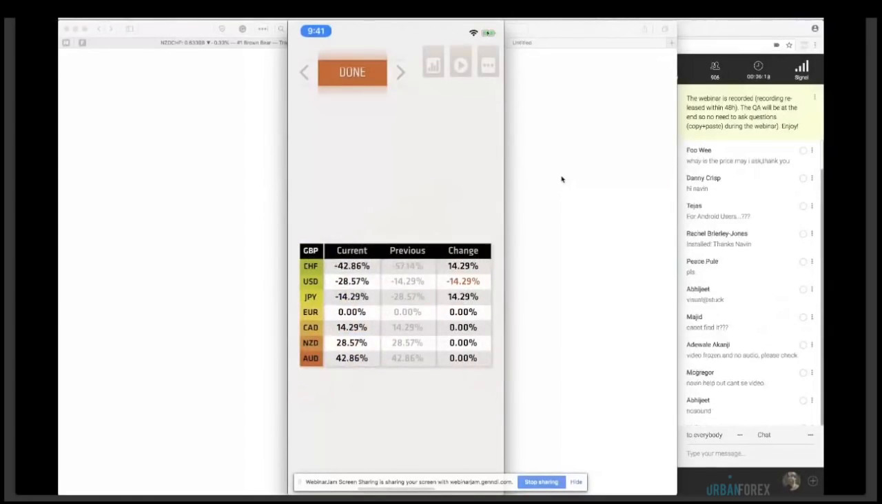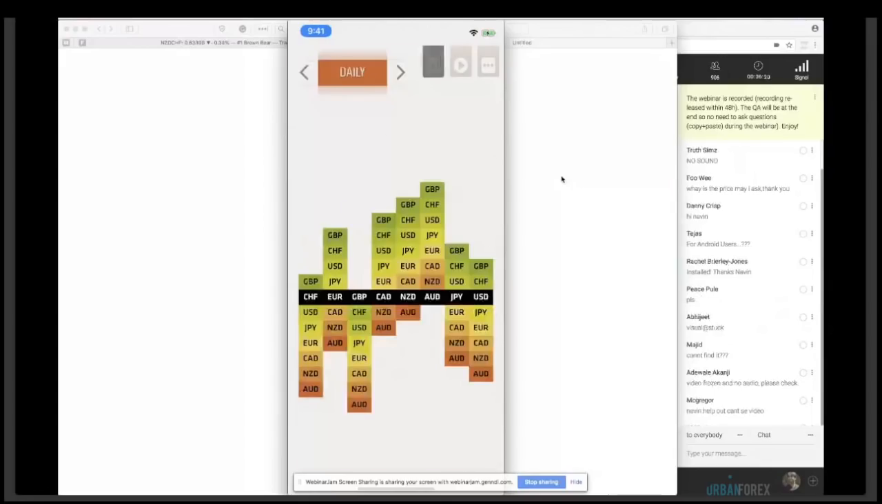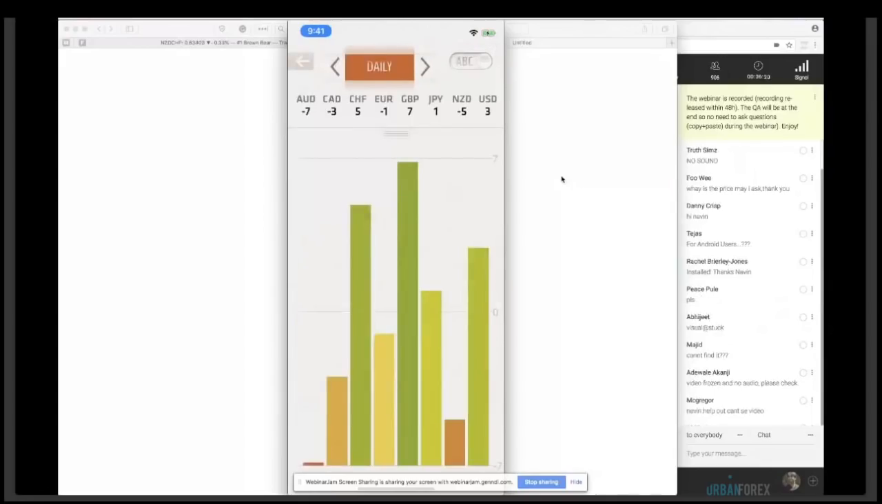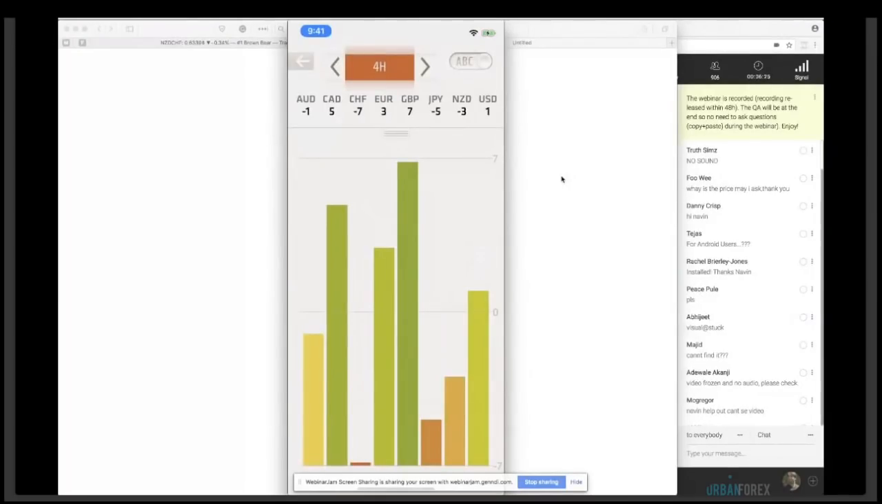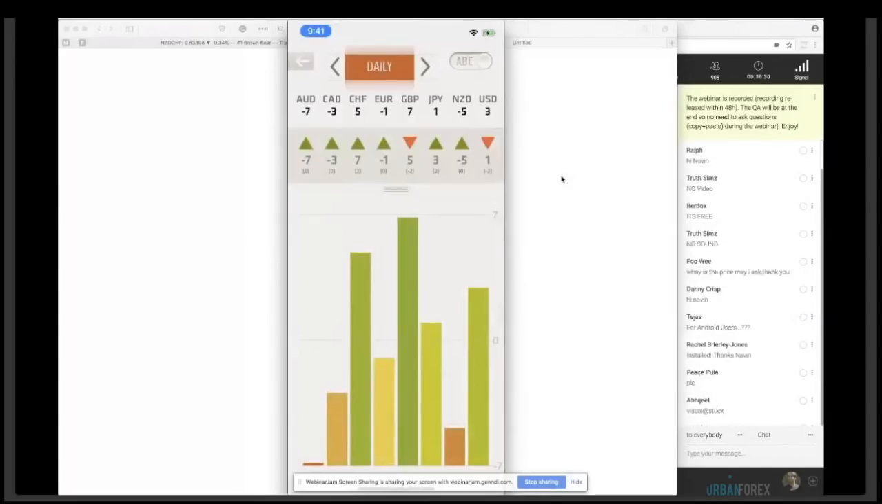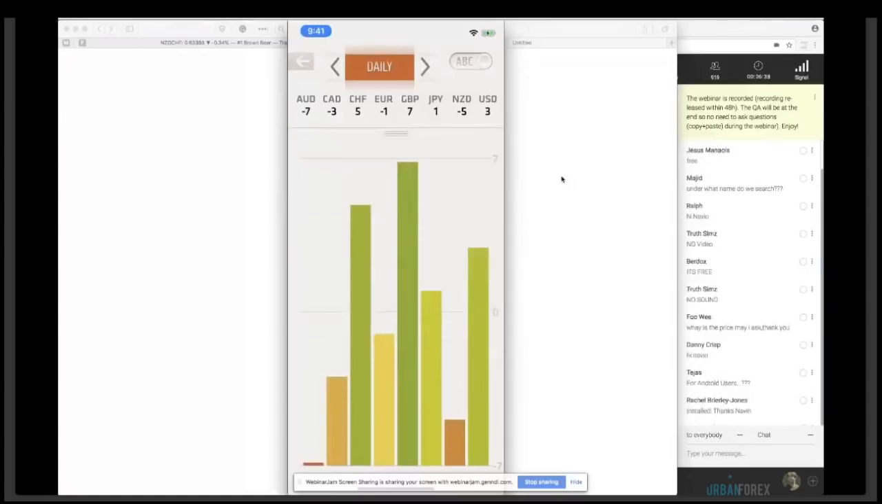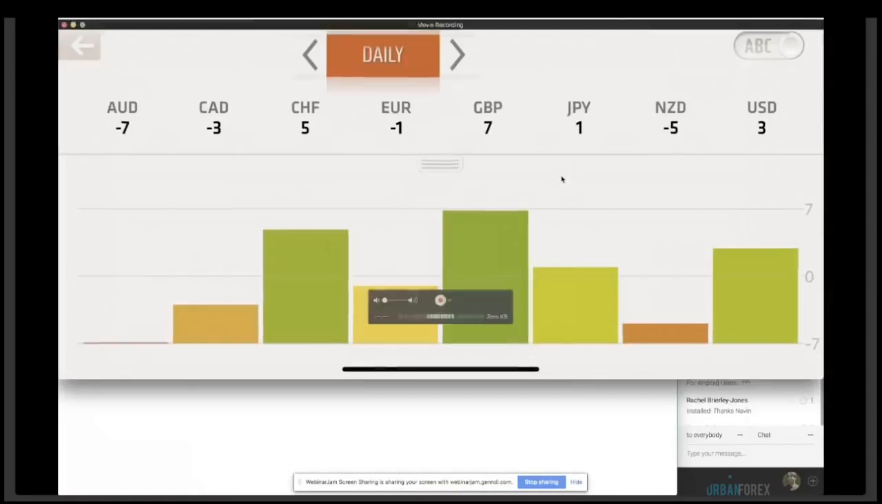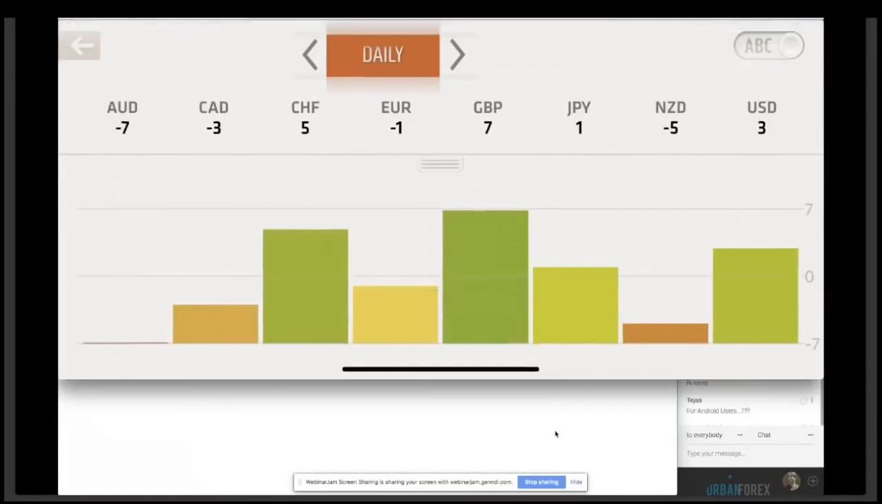Very crispy, very clean, and you have them in a bar format as well. You can see it based on your multiple time frames, daily or 4 hours, and you can even see the changes based on yesterday. Along with that, if you move this to portrait mode, and boom, there you go, you will now in portrait mode have the ability to see it in a chart format.